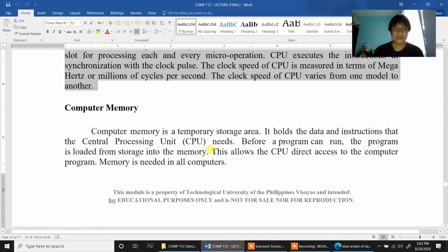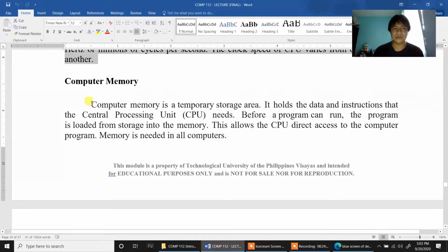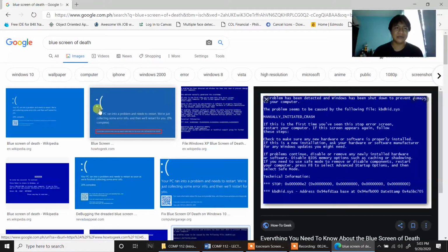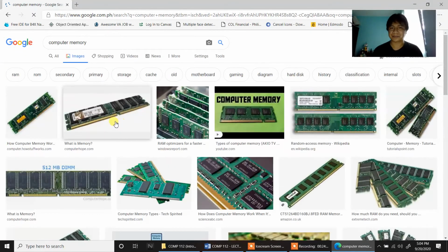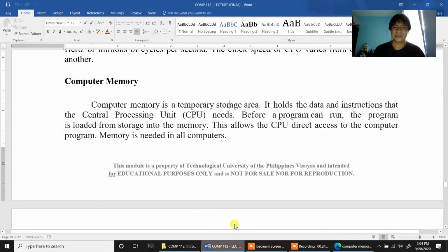Okay? So let's proceed to computer memory. Computer memory is a temporary storage area. You can see it is a chip. The minimum now is 4 gig, the maximum is around 16, even 32 gig, depending on your brand.